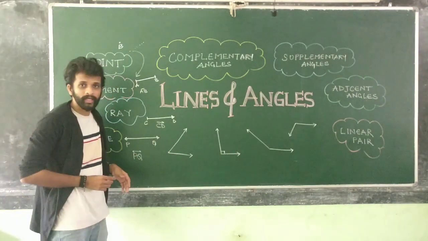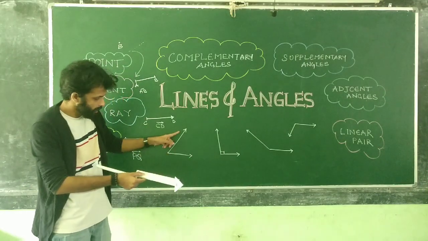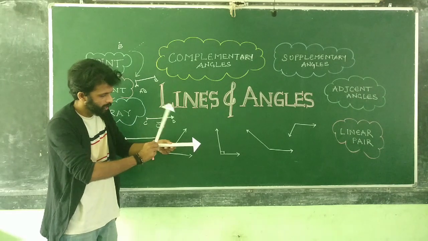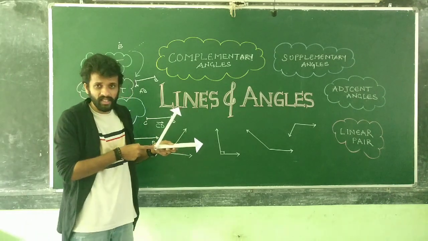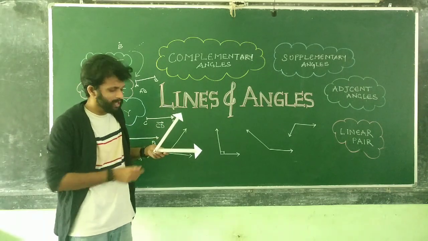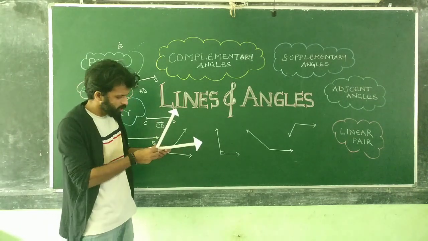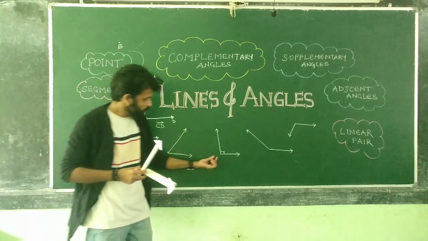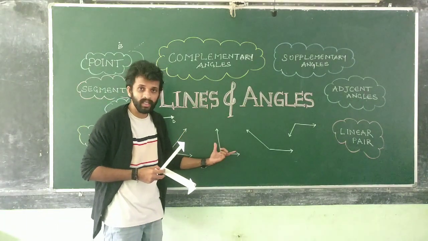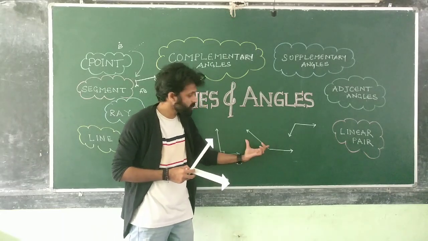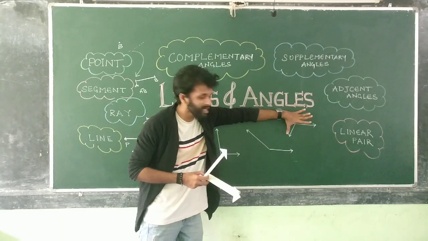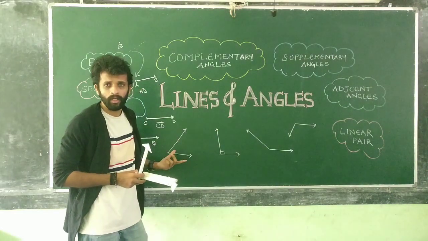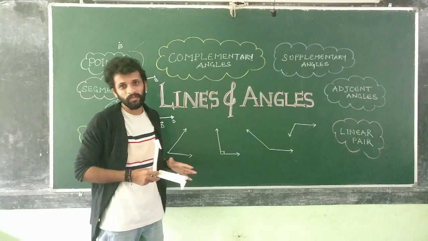So this is a vertex. I'm saying what an angle is: it starts with a ray and then I have another ray, starting from this common vertex. So this becomes an angle. In the same way, all these angles start from a common vertex and extend in a direction. But these angles look different and they all have different names.